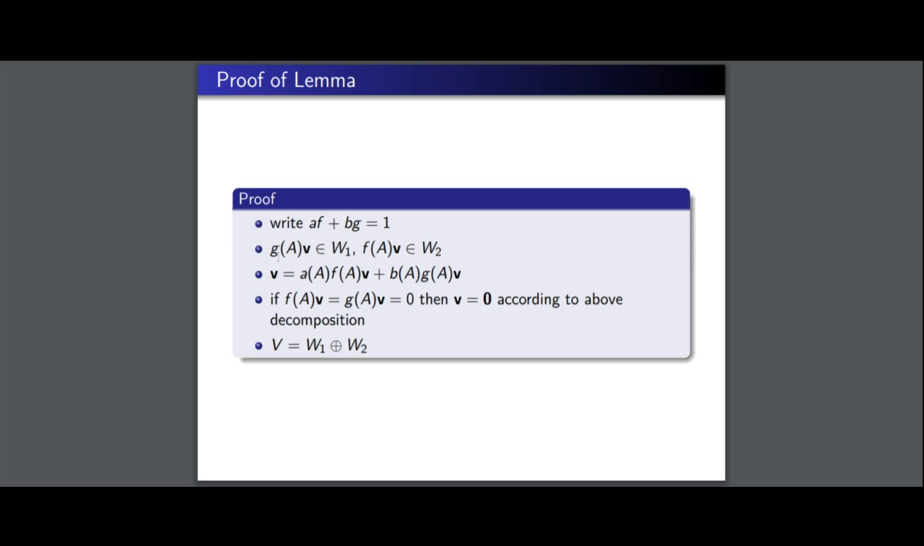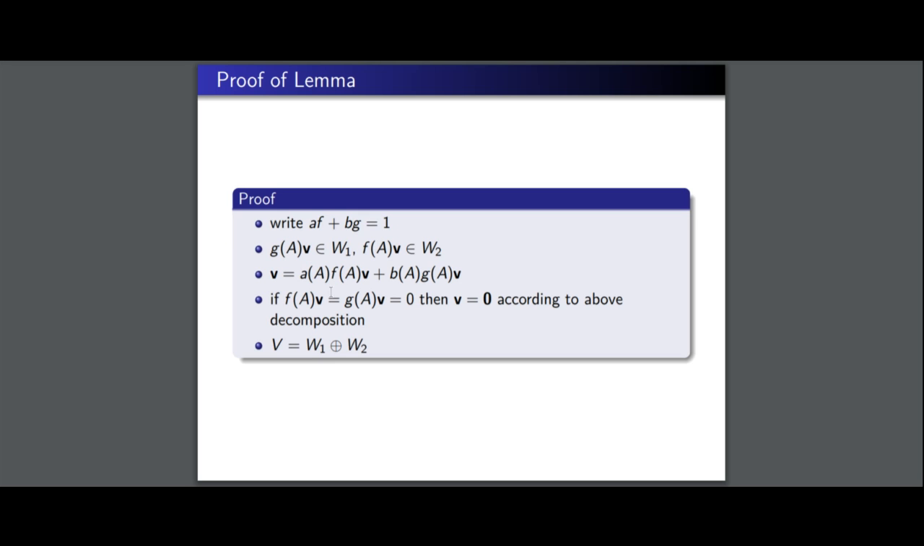you do the same thing. Since f times g of A equals 0, when you apply g of A to v, you get something that's in the kernel of f of A. And when you apply f of A to v, you get something that's in the kernel of g of A. And now you write, if 1 equals af plus bg, then v is equal to a of A times f of A times v plus b of A times g of A times v. And then you just do the same thing.